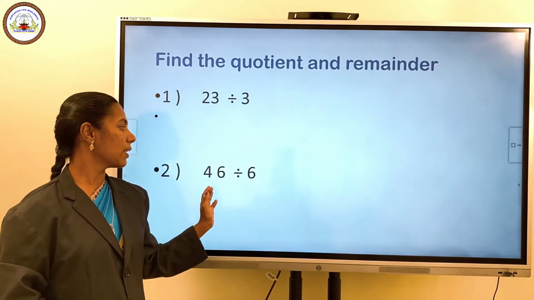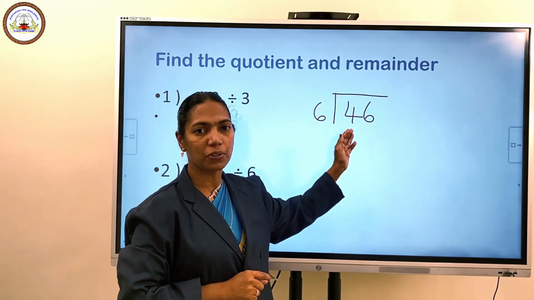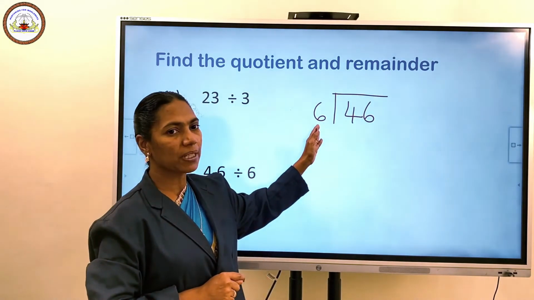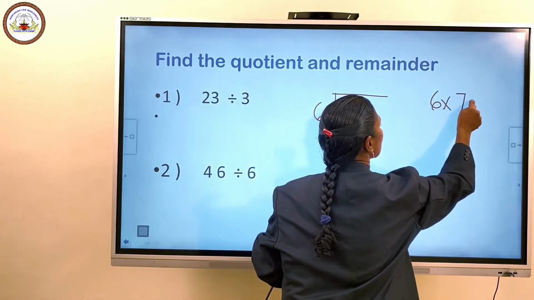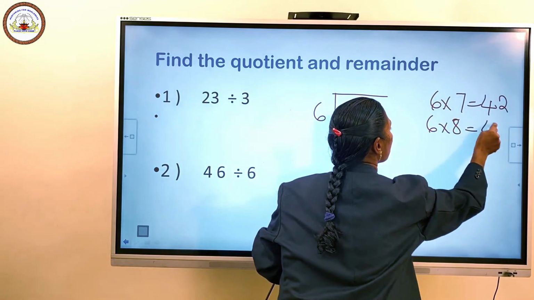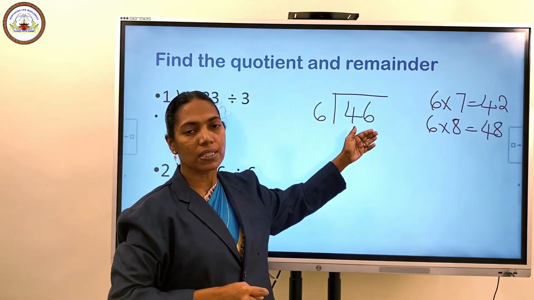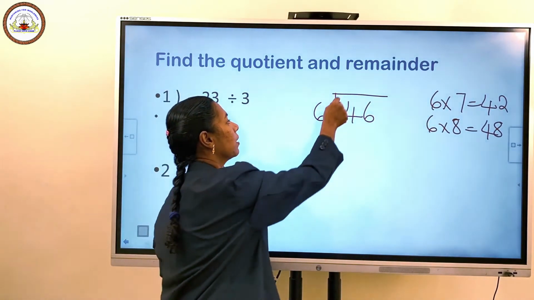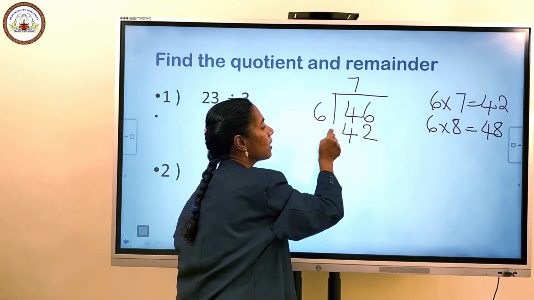2. Now second question is 46 divided by 6. Also first digit 4 is less than 6. So take 46. Now from the table of 6, you know 6 7s are 42. 6 8s are 48. So take the number just below this 46. 6 7s are 42. Now write 7 in quotient's place, answer right below this 46.